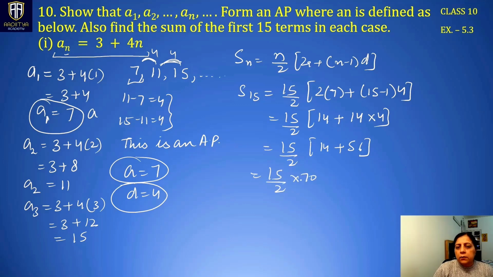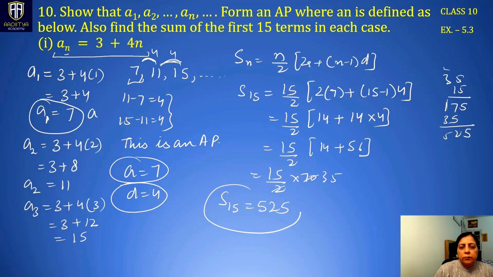70, which halved is 35. So now we have 35 multiplied by 15. 5 fives are 25, 175 and 35. Right? So S15 is 525 for the given sequence.